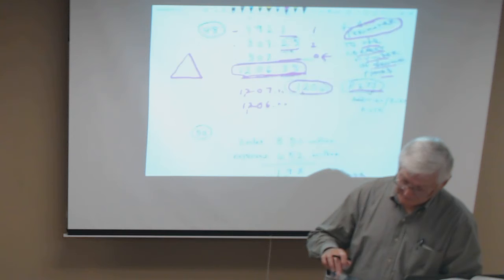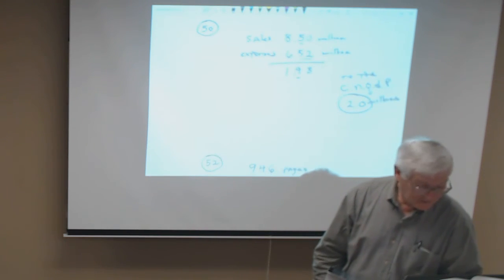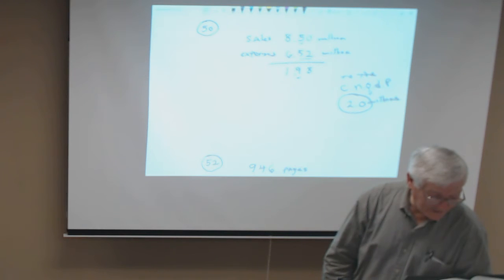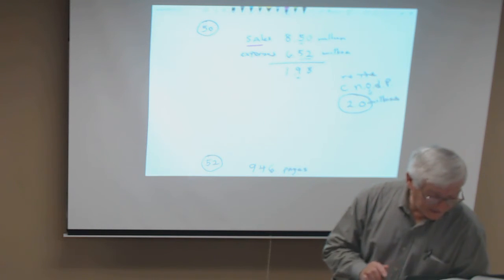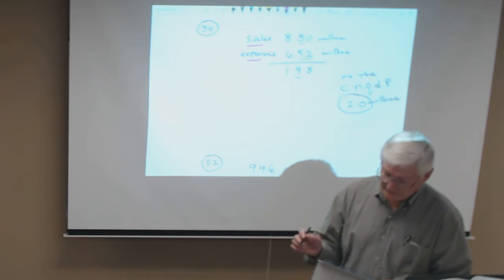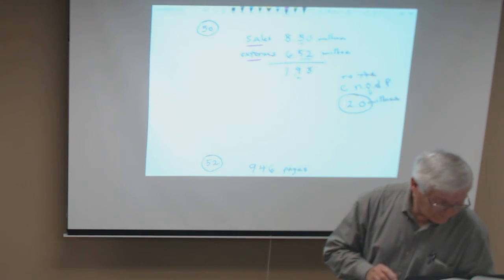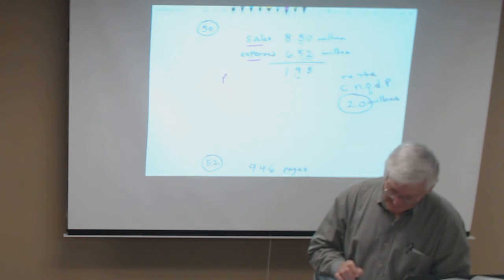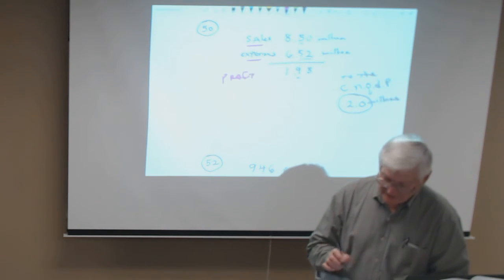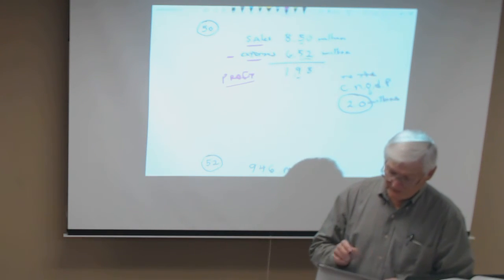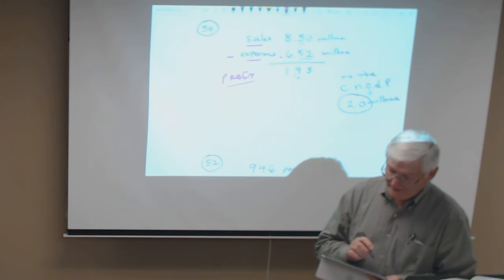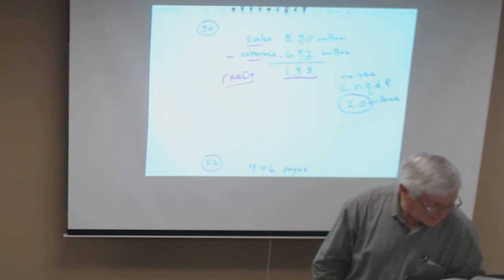Number 50. A business reported annual sales of 8.5 million. That's the sales. And their expenses were 6.52 million. What's the profit? Does everyone understand that profit would be sales minus expenses? So I just subtract 6.52 from 8.5, and what do I get? 1.98.